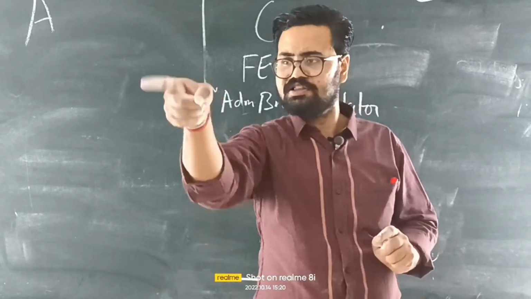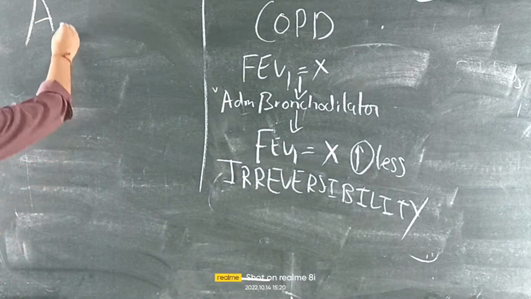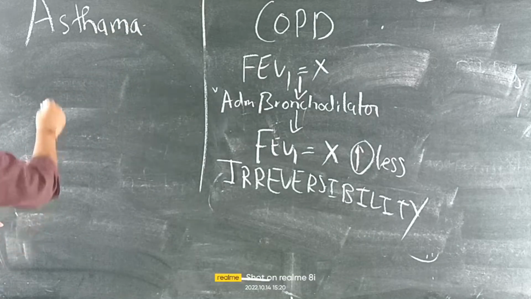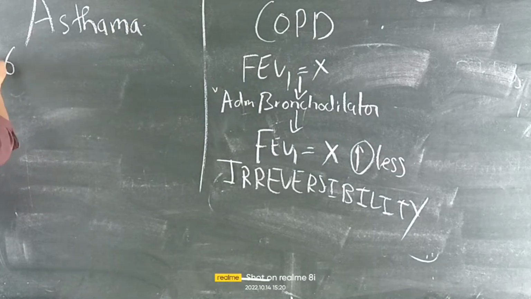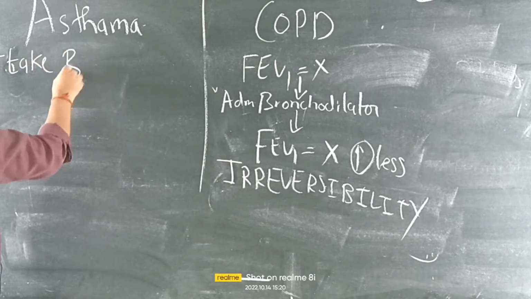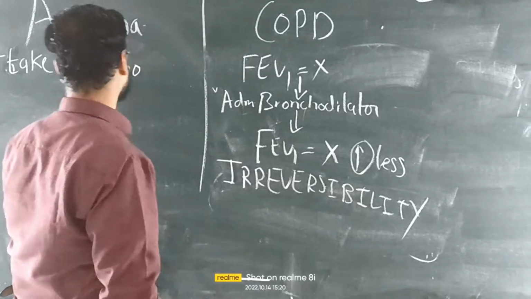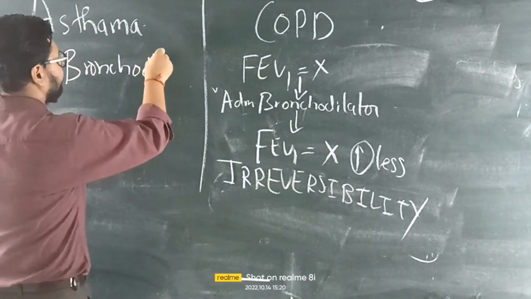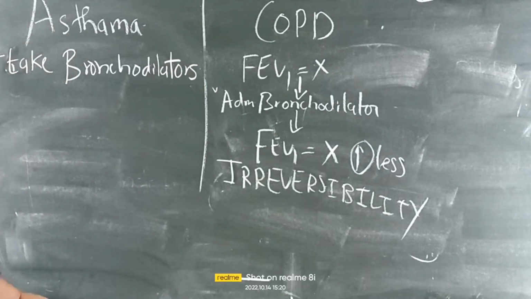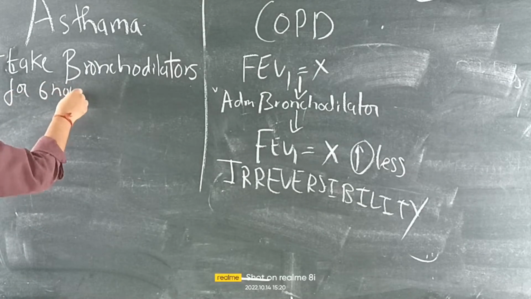Now, in an asthmatic patient, I will just do the differential diagnosis: how will you confirm that this is a patient of asthma and this is a patient of COPD? Got it? So in the asthmatic condition, I am saying my patient do not take bronchodilators. What are the bronchodilators? SABA and LABA. Short acting beta 2 agonists, that is salbutamol, terbutaline, and long acting beta 2 agonists, that is salmeterol, formoterol. So the patient does not take bronchodilators for 6 hours.